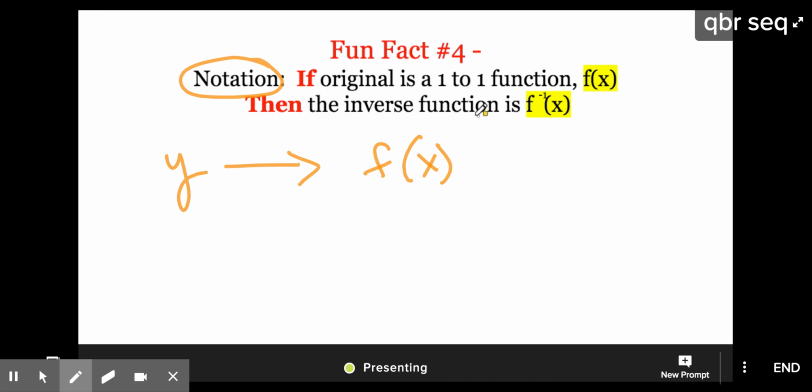So if we're saying f of x, and if f of x is 1-to-1, meaning its inverse is a function, then we can use this, which is inverse notation, right? If the inverse is a function, use this notation. It's basically like if we've gotten to this point, I want to see this notation.